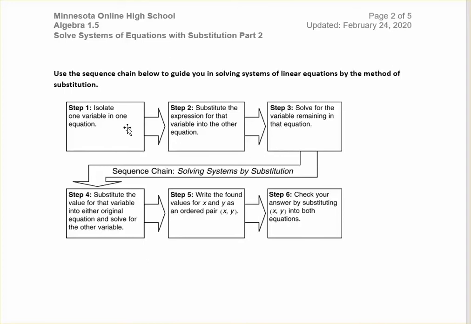We will substitute the expression for that variable into the other equation, solve that equation for that variable, then we'll take that answer and plug it into one of our equations and solve for the other variable, write it as an ordered pair, and finally check our work.